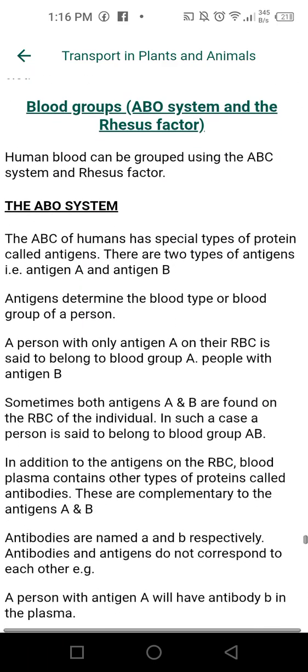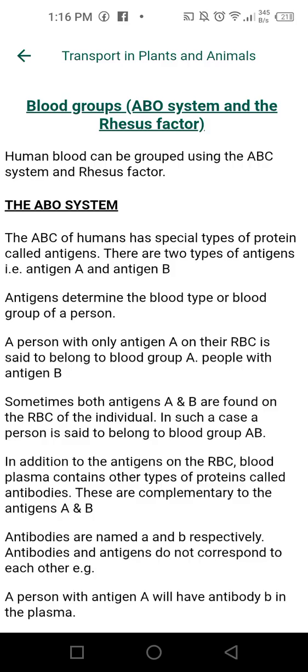Blood groups, ABO system and the rhesus factor. Human blood can be grouped using the ABO system and rhesus factor. The ABO system. The RBCs of humans have special types of protein called antigens. There are two types of antigens, i.e. antigen A and antigen B. Antigens determine the blood type or blood group of a person.